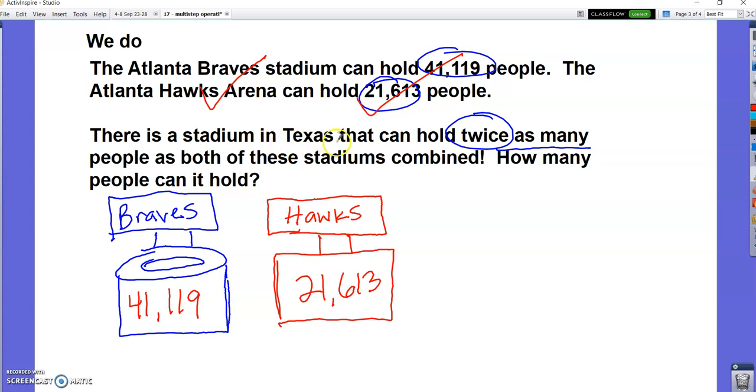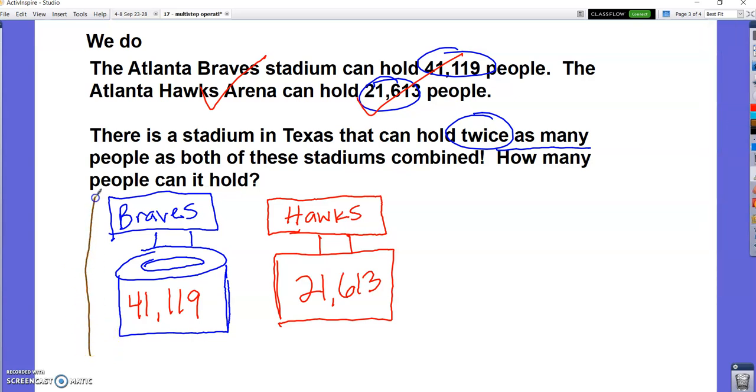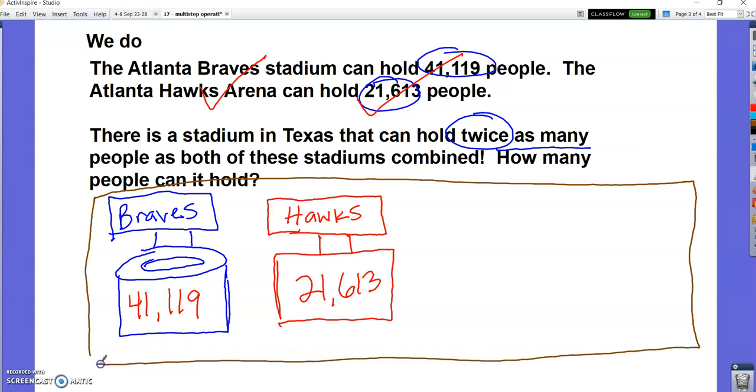There's a stadium in Texas that can hold twice as many people as both of these stadiums combined. I'm going to read that again. There's a stadium in Texas that can hold twice as many people as both these stadiums combined. So what I'm hearing is all these people, the stadium in Texas is like 2 of them, right? So it's like that, but it's like that again.